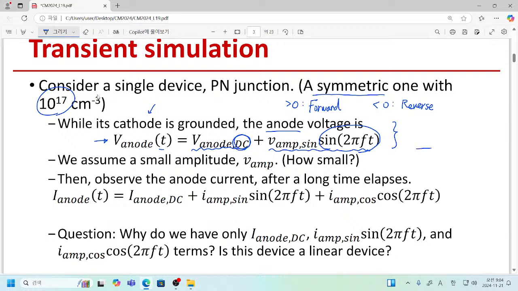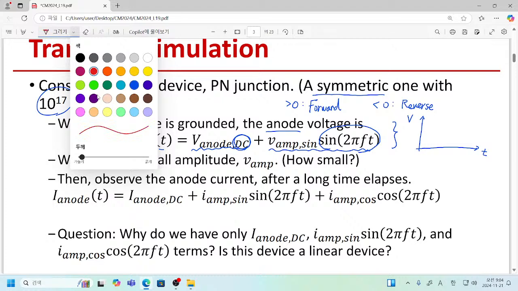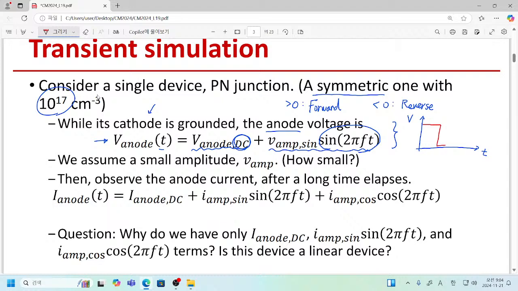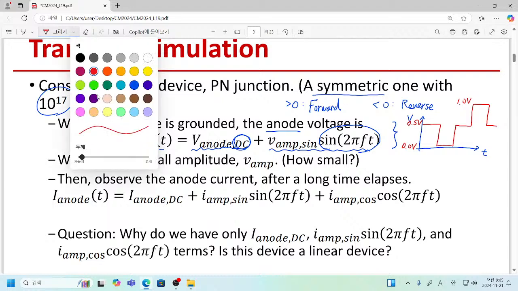What does it mean? For example, if we have a time axis and anode voltage, in general, we can, for example, make this kind of waveform. Let's say that, for example, this is 0.5 volt, and we apply 0.0 volt and 1.0 volt. This kind of large difference between a certain level and another level can be possible in the general case. However, in this assumption here, we do not consider this kind of general expression for our waveform.